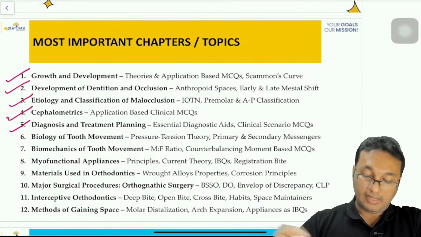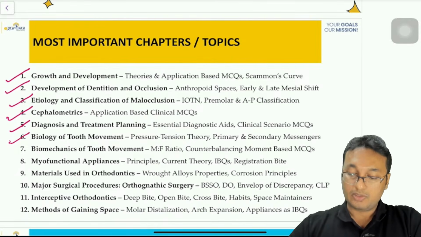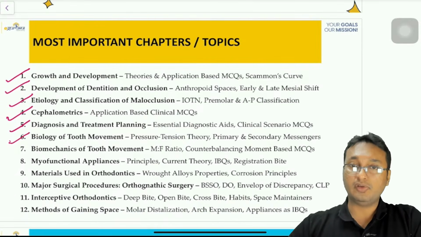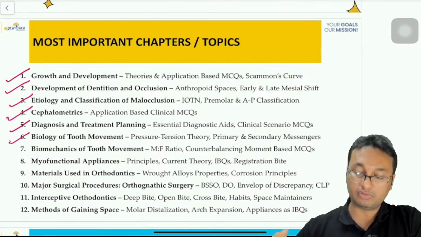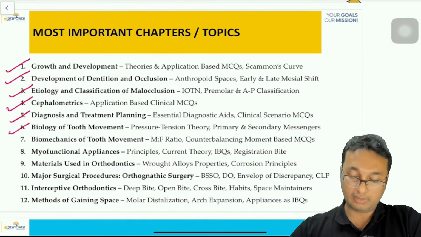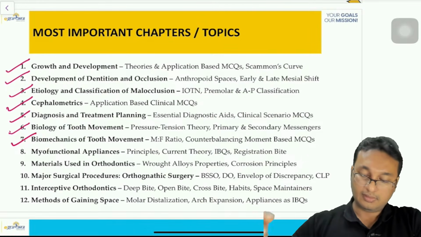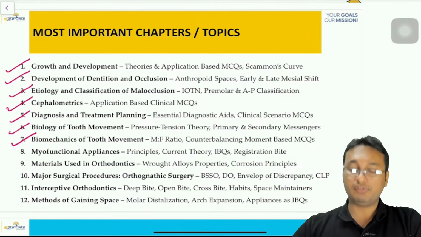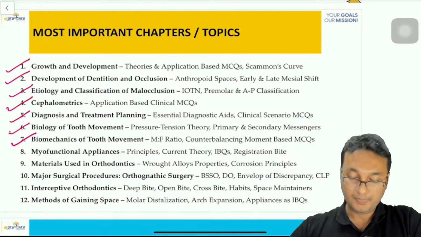Okay. Then from biology of tooth movement, yet another important chapter. You can expect questions from pressure tension theory. You can expect questions from secondary messengers. I've included those questions in the forthcoming MCQs in this particular session for you. Then from biomechanics, we have moment to force ratio, counterbalancing moment based MCQs. Again, I have certain MCQs for you.